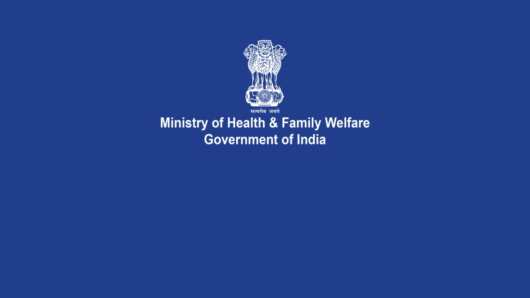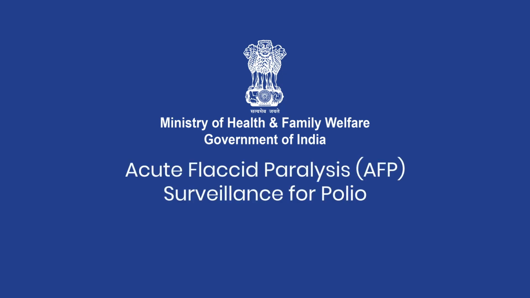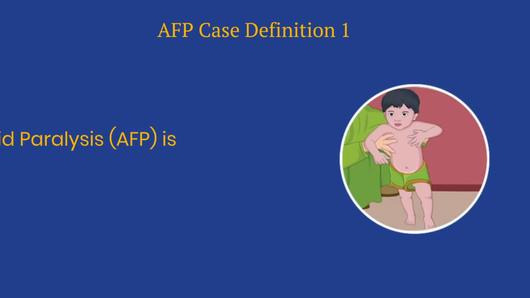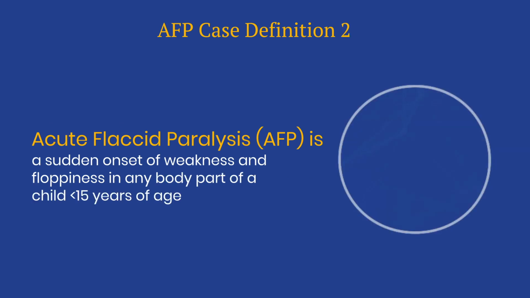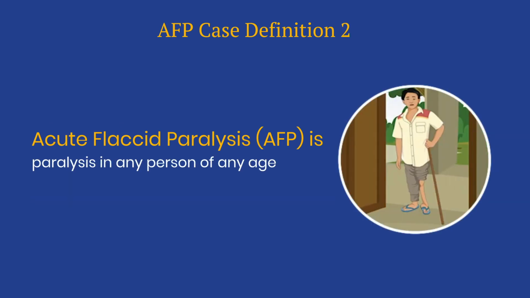In this video, we will learn about the acute flaccid paralysis surveillance for polio. Acute flaccid paralysis is a sudden onset of weakness and floppiness in any body part of a child less than 15 years of age, or paralysis in any person of any age in whom polio is suspected.